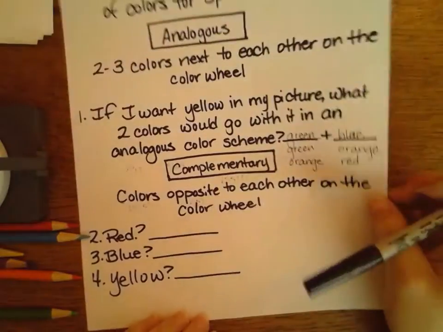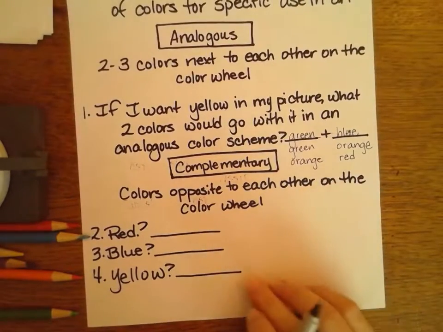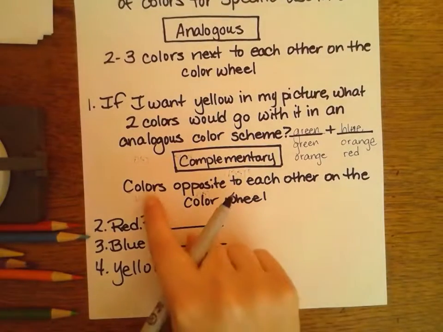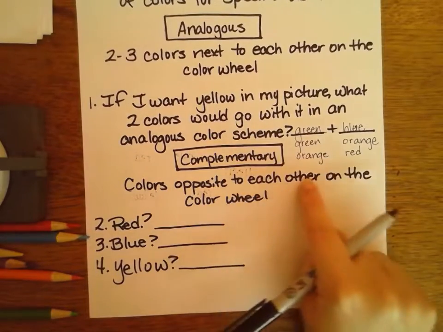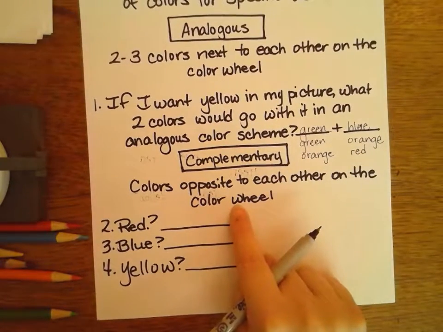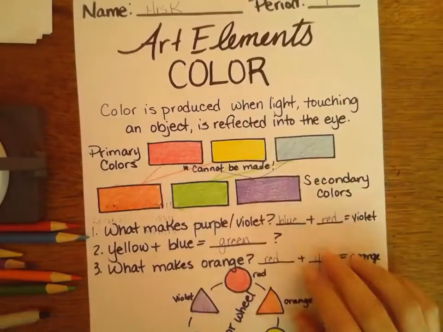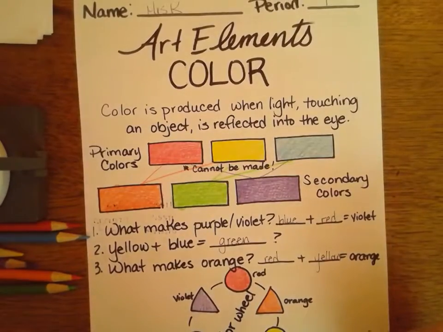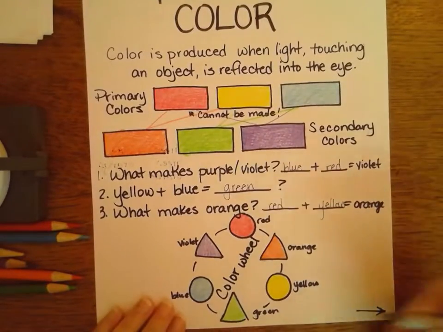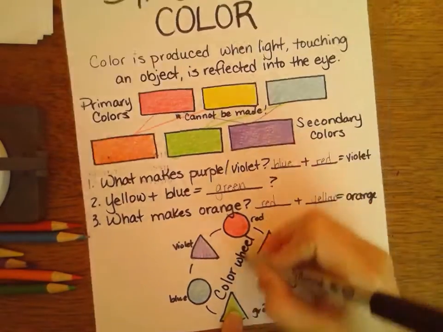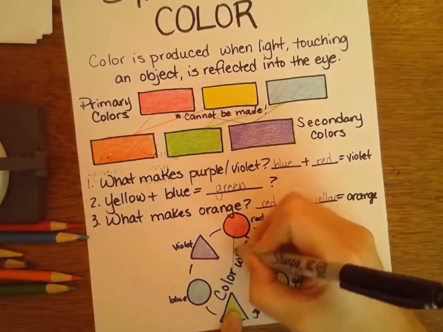Now, on the opposite end is complementary. Complementary colors are colors opposite each other on the color wheel. So if I go back to my color wheel again, these are completely on the opposite side. One thing that you could do to help you out is just draw these little lines. So if they're on the complete opposite side and I touch green, if I walk straight over, we have red.